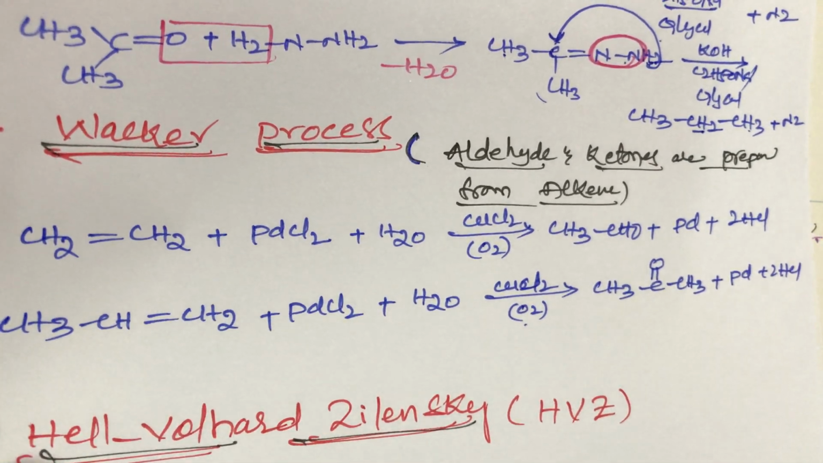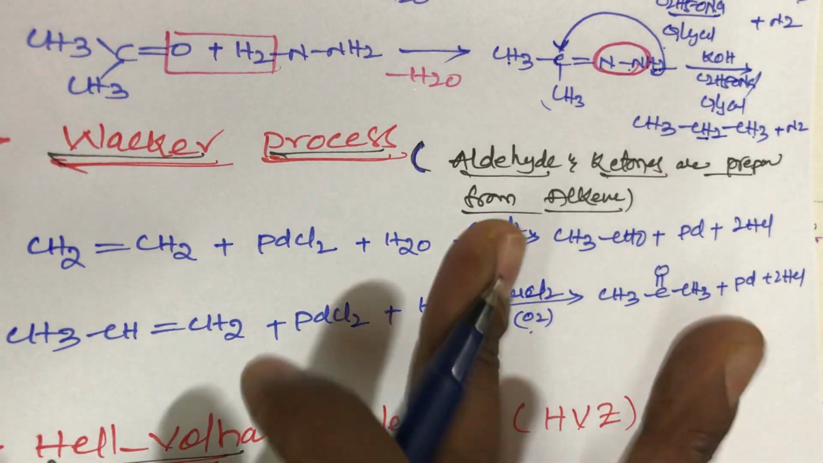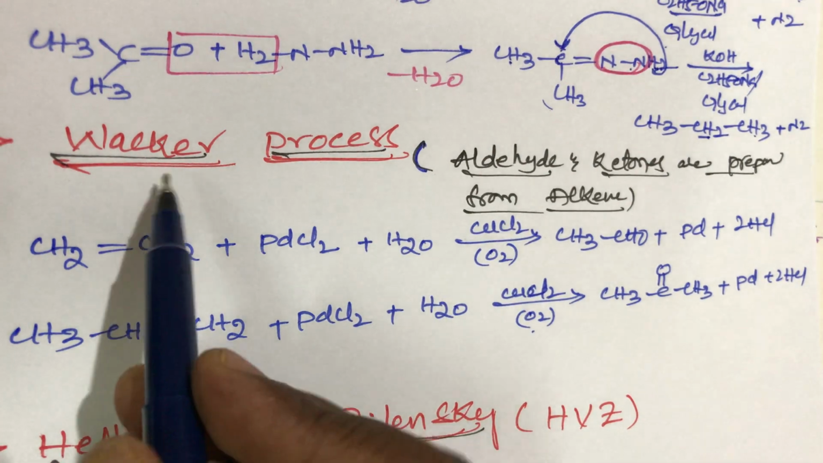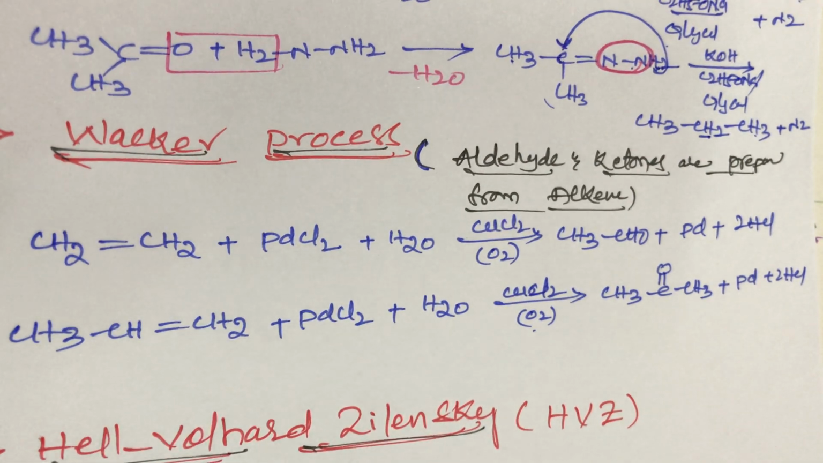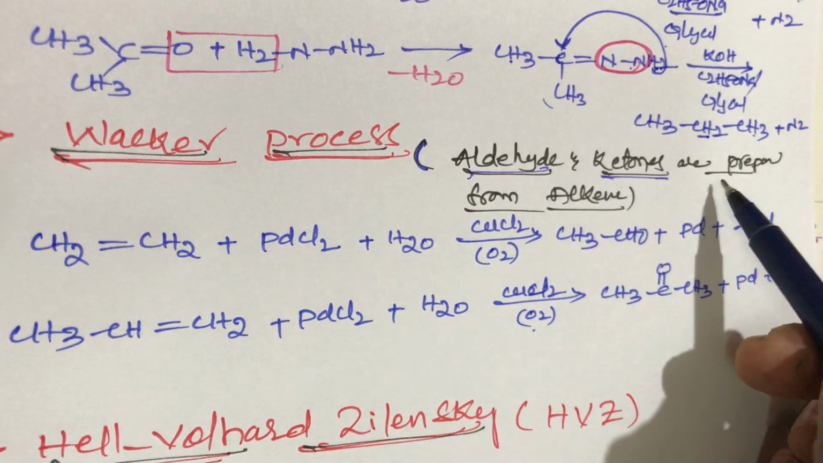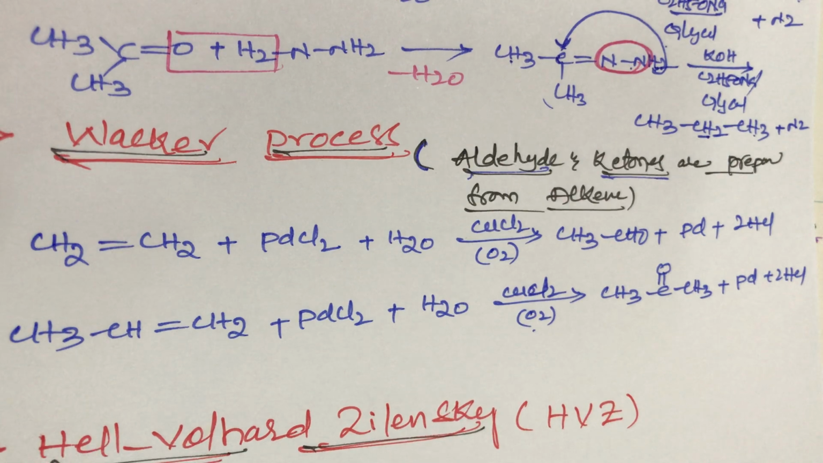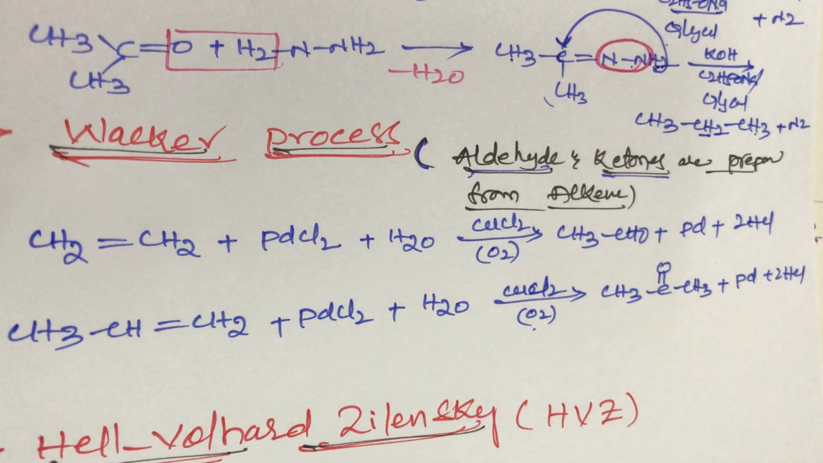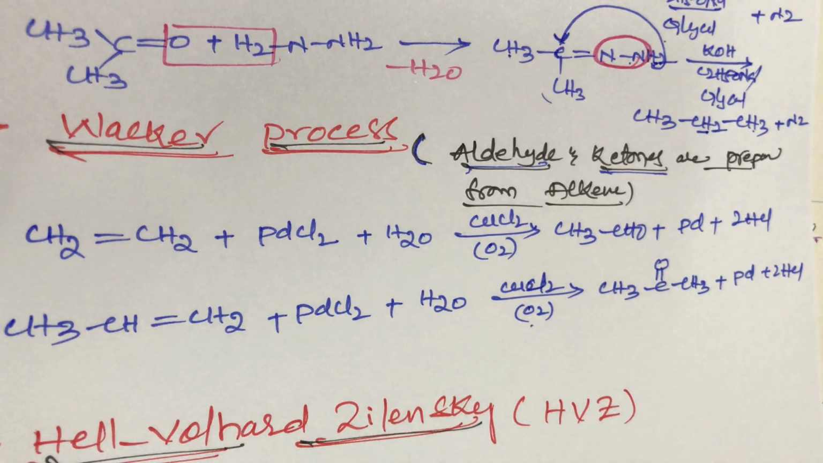And preparation of aldehydes and ketones from Walker's process. What is the use of Walker process? To prepare aldehydes and ketones from alkenes. It is also very important, students: preparation of aldehydes and ketones from alkenes.